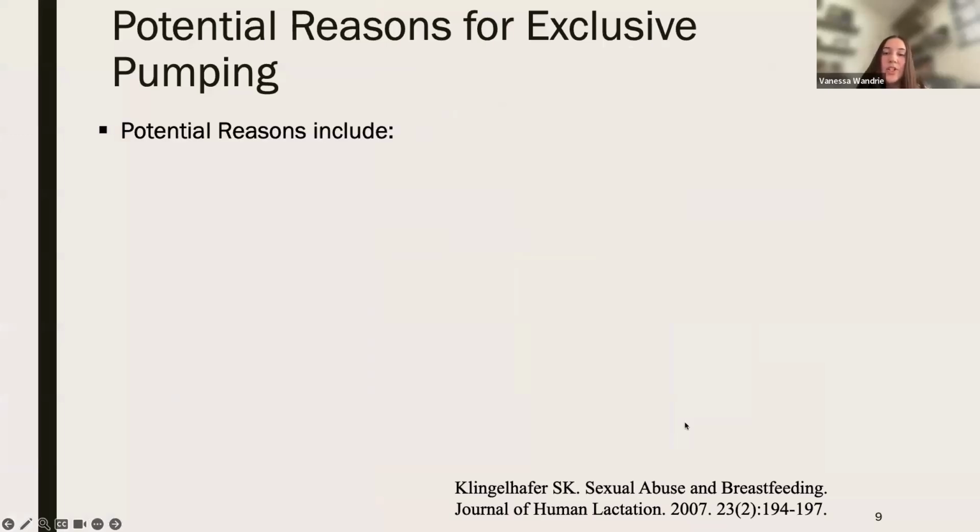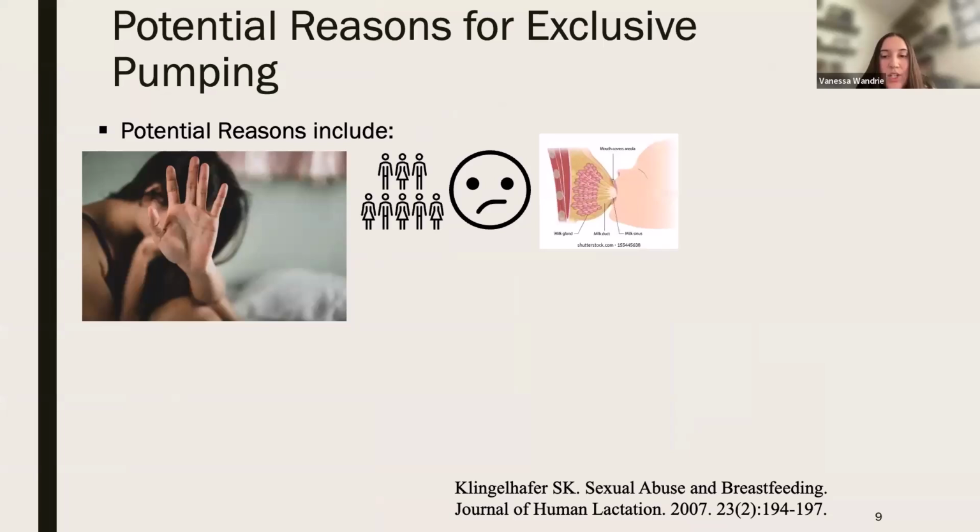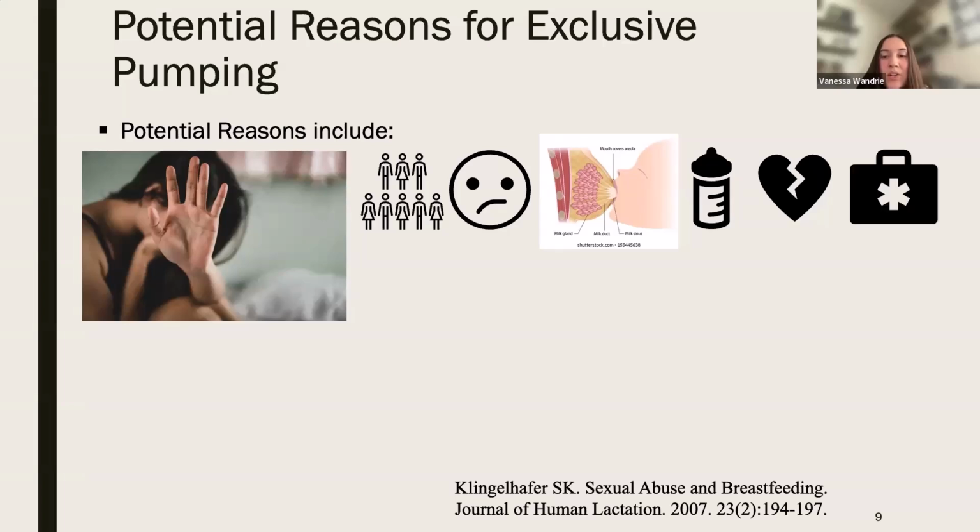There is little research on the relatively new phenomenon of exclusive pumping. However, literature does suggest that some potential reasons to choose to exclusively pump include history of sexual abuse, societal pressures to breastfeed causing women to pump instead, emotional distress, latching issues, convenience of another person being able to feed the baby, heartbreak, as some mothers really want to be able to feed human milk to their baby but have troubles breastfeeding, or medical conditions for the mom or baby that prevent breastfeeding.